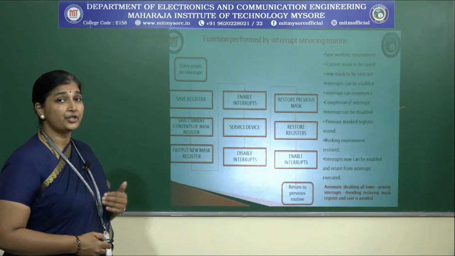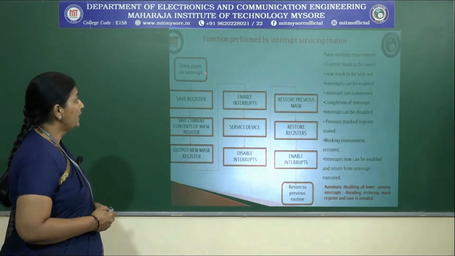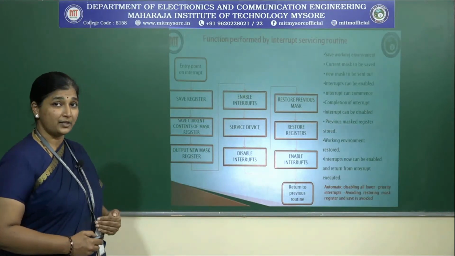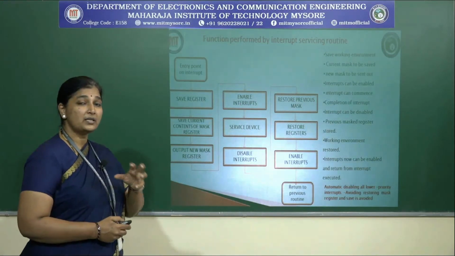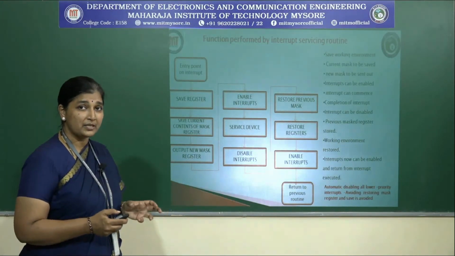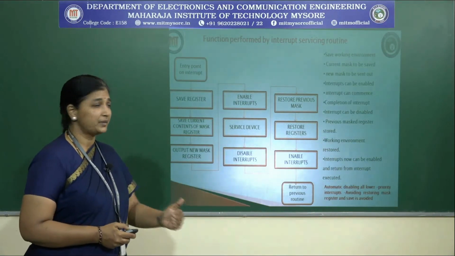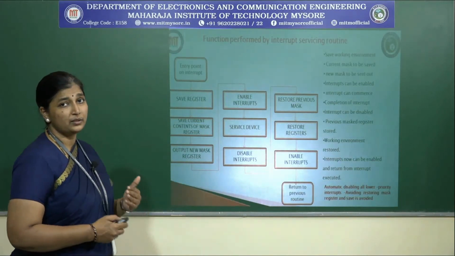So what is the main function of this? This is a normal flow. If you just see here, this content has been saved, then you have to have a new mask register set, isn't it? Then later on you have to enable. So once there is a new masking register being set, you have to enable the high priority interrupt. Okay, and after that you have a device service to the device.